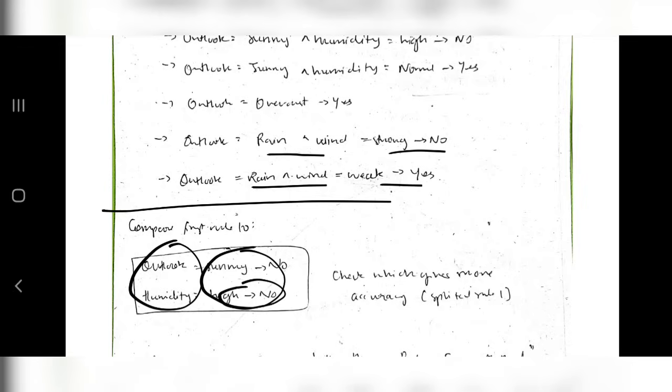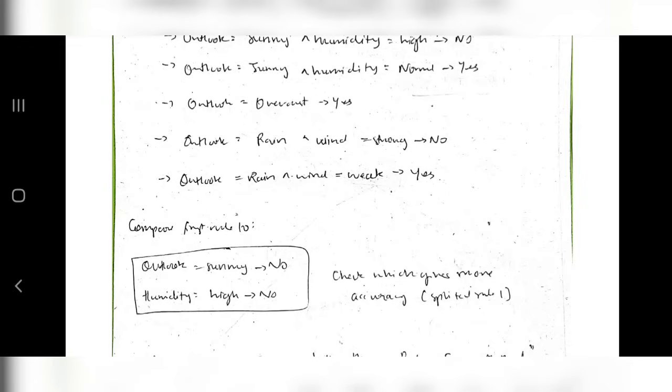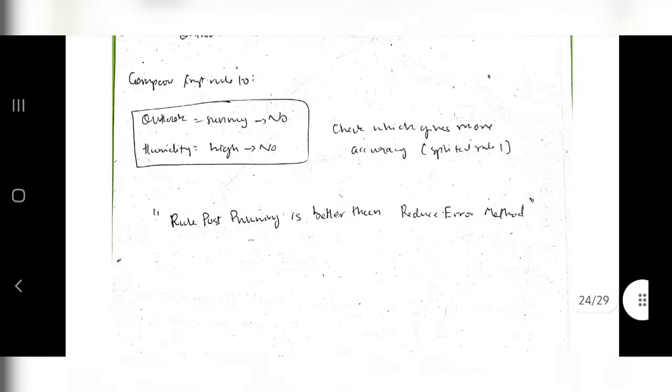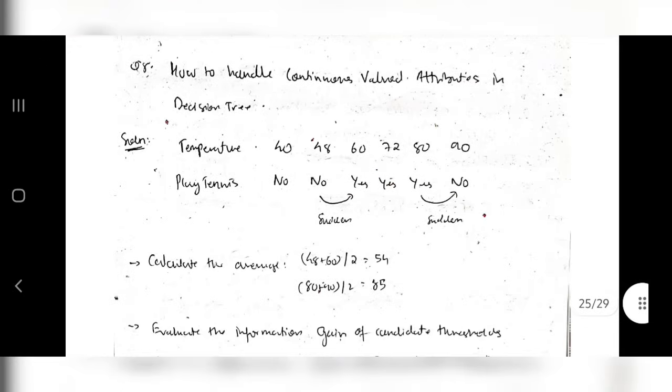Then we have the outlook and the humidity rule. Sunny no and high no, so we cannot consider it as equal. Here also you have to make some changes. Check which gives more accuracy, for the split rule. That kind of method is called rule post pruning, and it is better than the reduced error method on a large scale.